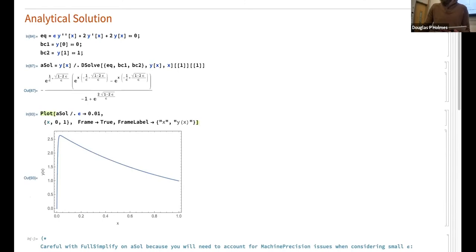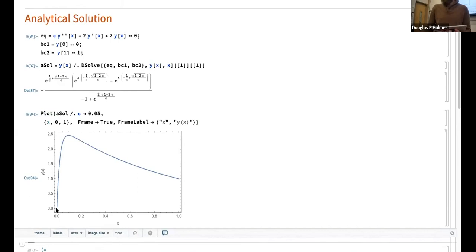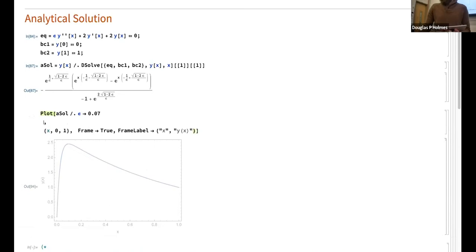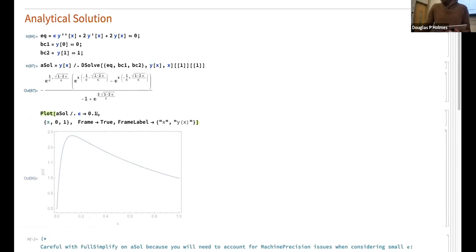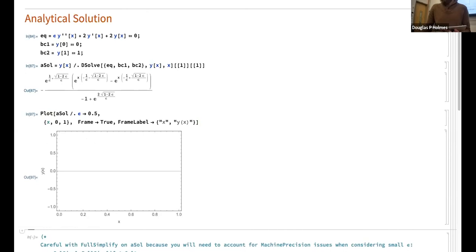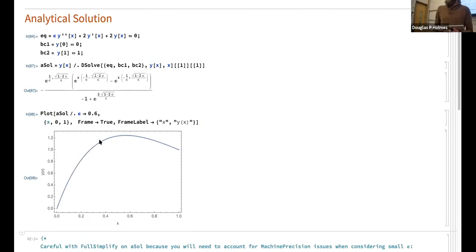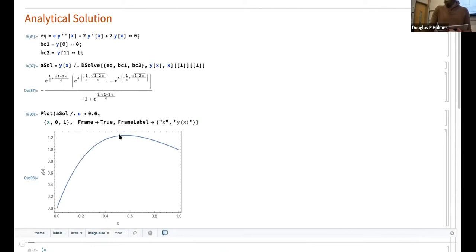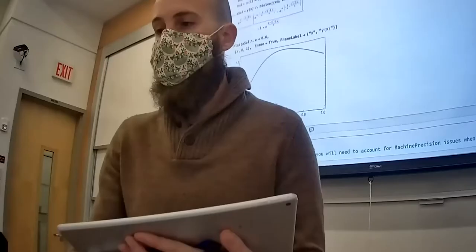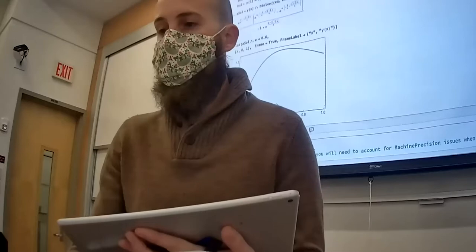Now let's vary it a little bit more dramatically. At 0.05, you can start to see that the region in which it drops to zero expands. 0.07, expanding further, 0.1, 0.5. Oh no, what happened? Okay, 0.6. You can see that the region over which it's decaying from some maximum value to zero is expanding. That's what's termed the width of the boundary layer, and the width of the boundary layer is increasing with the magnitude of epsilon. So conceptually, we can see that right off the bat.